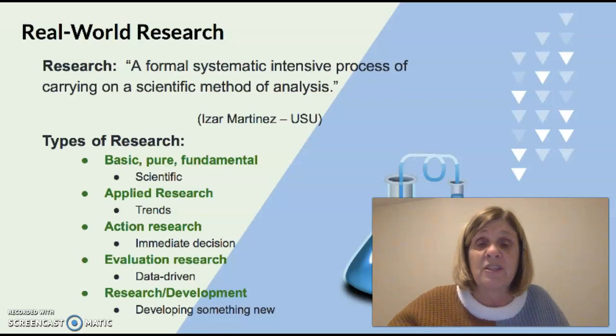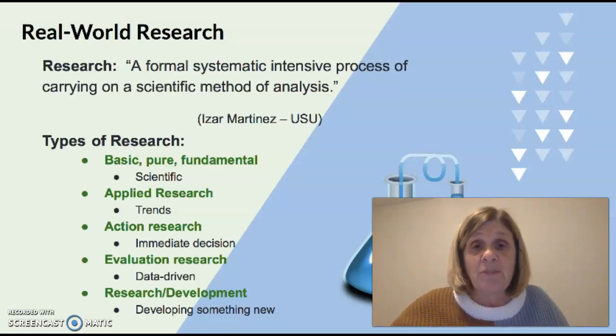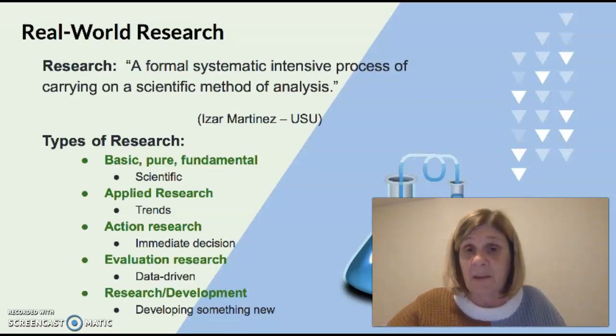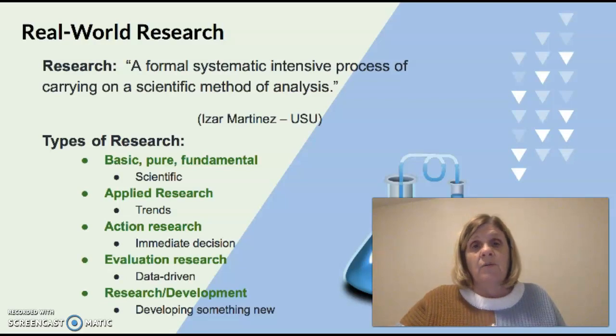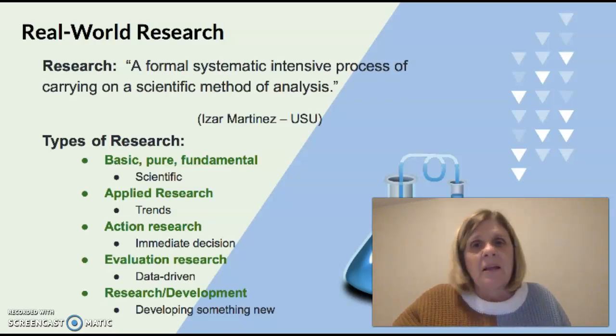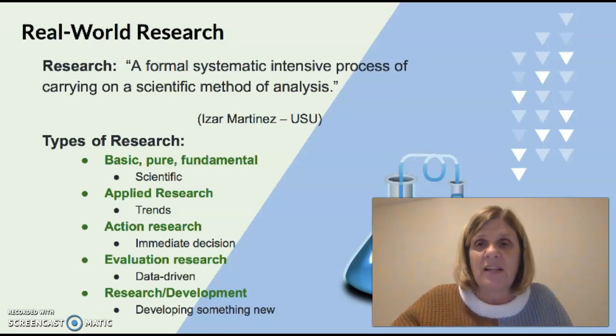The first part, he uses the word formal. So when it comes to research writing, we have to use an academic voice. We have to write in third person. We have to make our paper more academic. The next one, systematic. So whenever we're writing research papers, we follow some system. For this class, you will follow the MLA system.